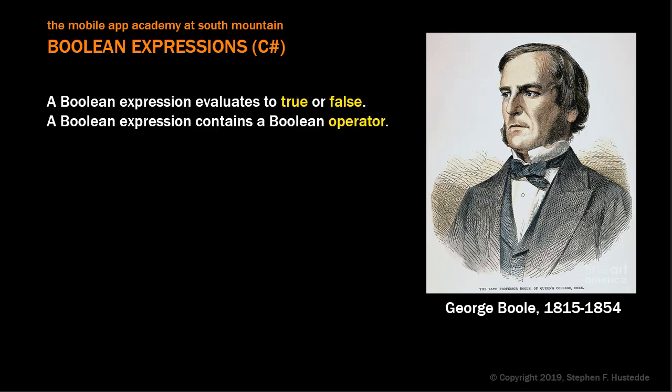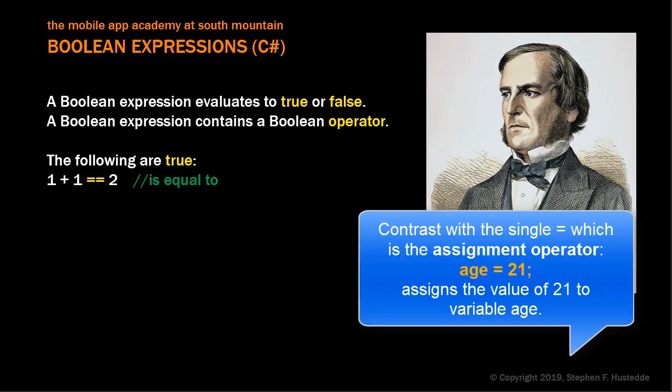A Boolean expression is one that evaluates to true or false. There's only two values it can have. And a Boolean expression, to be evaluated, contains a Boolean operator. So here's some expressions that are true. 1 plus 1 is equal to 2. So those double equals is the C# Boolean operator for is equal to.